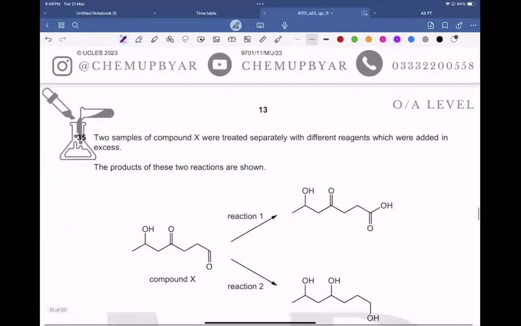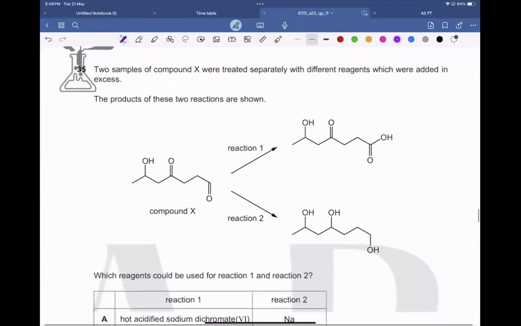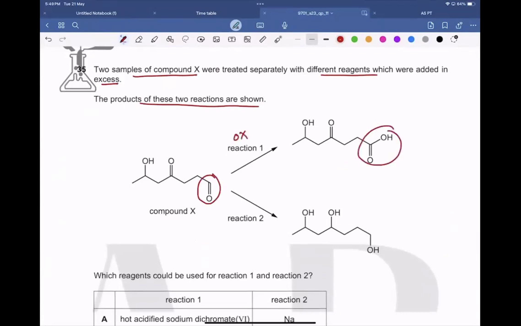Okay. Now, question number 35. Two samples of compound X were treated separately with different reagents which were added in excess. The products of these two reactions are shown. With reaction one, you see an aldehyde converting into a carboxylic acid, so it means it's an oxidation. And in reaction two, the ketone and aldehyde are turning into alcohol, so it means it's a reduction.